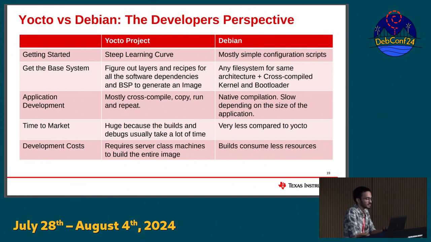But in Debian, all the packages are pre-built and uploaded to the package repositories. All the build does is apt install the packages, and you're good to go. So Debian builds usually take less than half an hour for us.